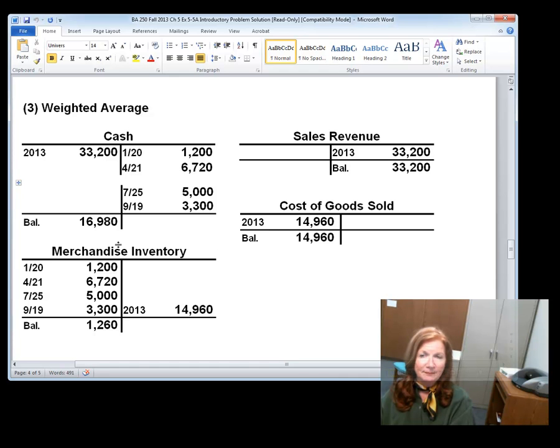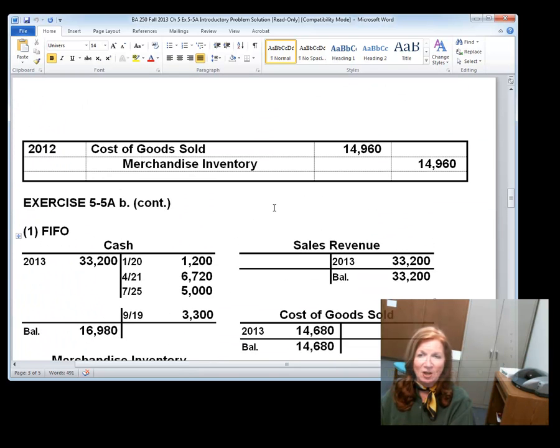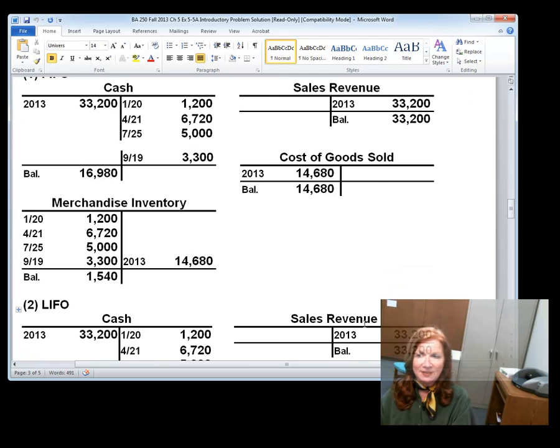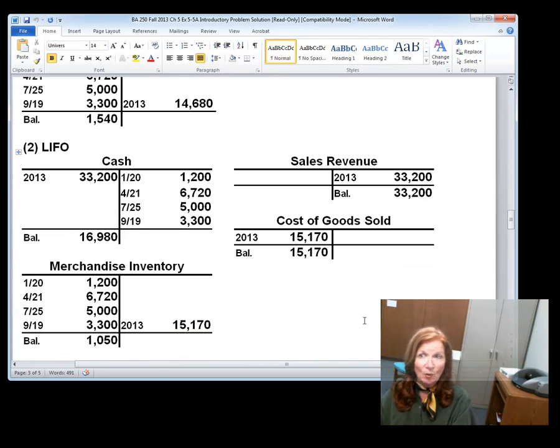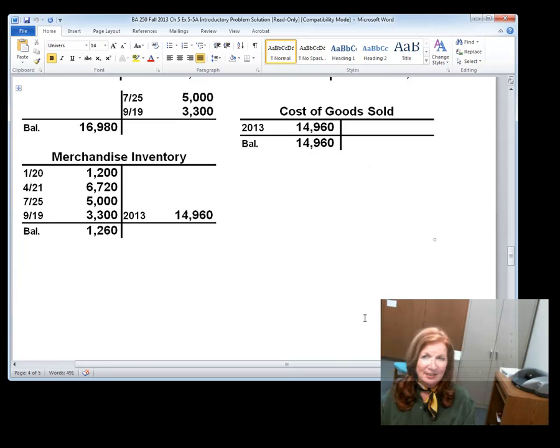So in cash, it's $16,900, $16,900, and $16,900. There's no difference in cash in any of these methods. The only thing that's going to be different is our expenses. Revenues will be exactly the same, but cost of goods sold are $14,680, $15,170, and $14,960. So that expense subtracted from those revenues to get profits will be different in every instance, and so you'll get a different profit and a different tax obligation.